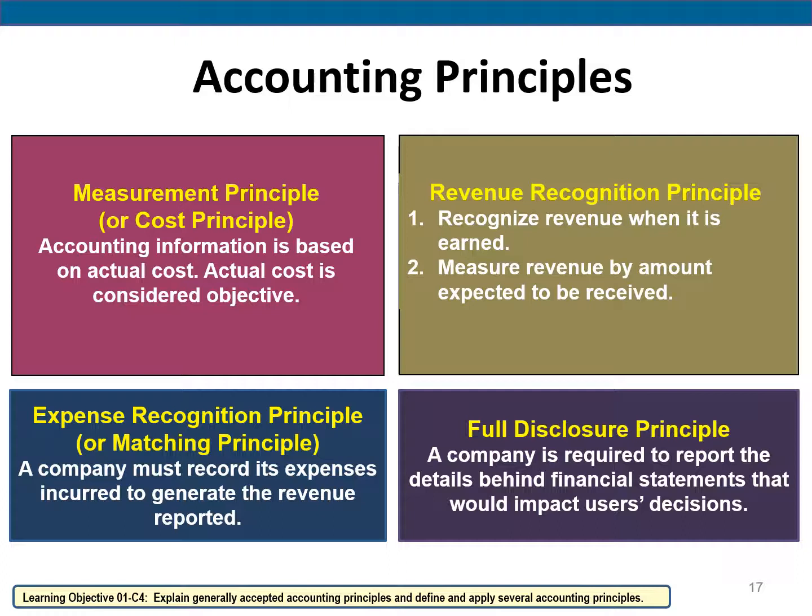So there are four accounting principles, all presented here on this slide. So there's the measurement principle, which basically says that accounting information is based on actual cost. There's the revenue recognition principle that says revenue should be recognized when it's earned, and that the measure of revenue is just the amount that's expected to be received. And then the expense recognition principle, or what's often called the matching principle, is that a company must record its expenses incurred in the same period in which they report the revenue that was generated. And then the full disclosure principle is that the company is required to provide the details behind the financial statements that would impact the user's decision.